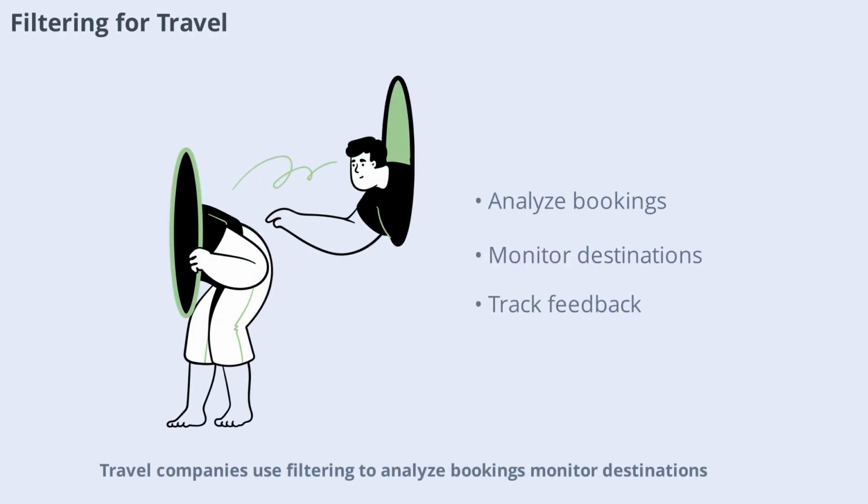Travel companies use filtering to analyze bookings, monitor destinations, and track customer feedback. This helps them tailor offerings and improve traveler experiences.